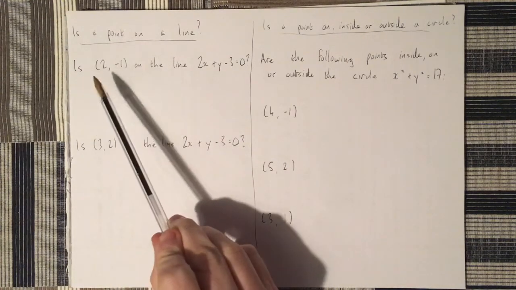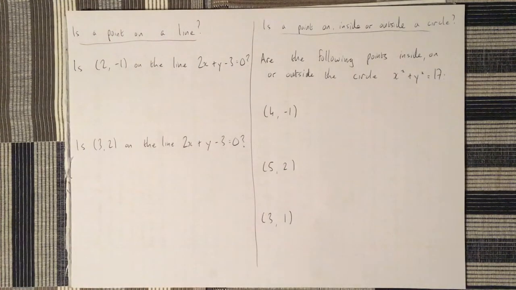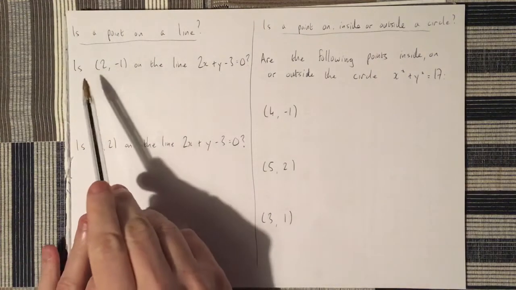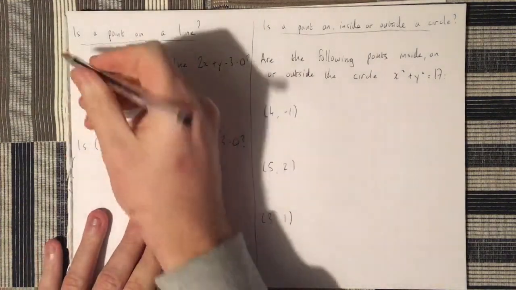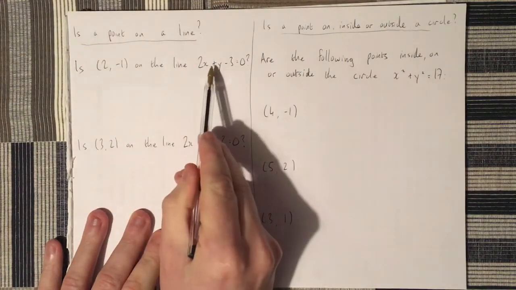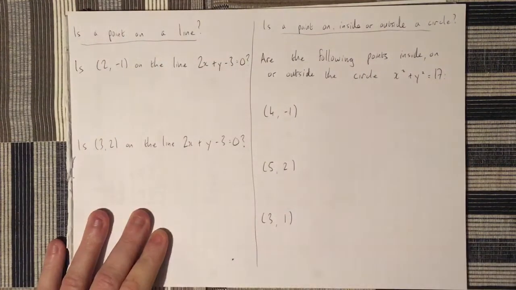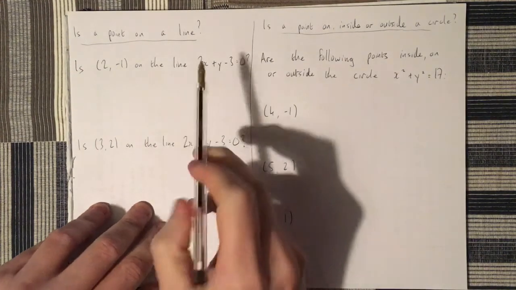Is the point (2, -1) on the line 2x + y - 3 = 0? So to check if a point is on the line, you sub in for the x and the y. If you get, in this case, 0 equals 0, the point is on the line. All right. If I got, say, 10 is equal to 0, it's not, so the point mustn't be on the line. So let's do that.